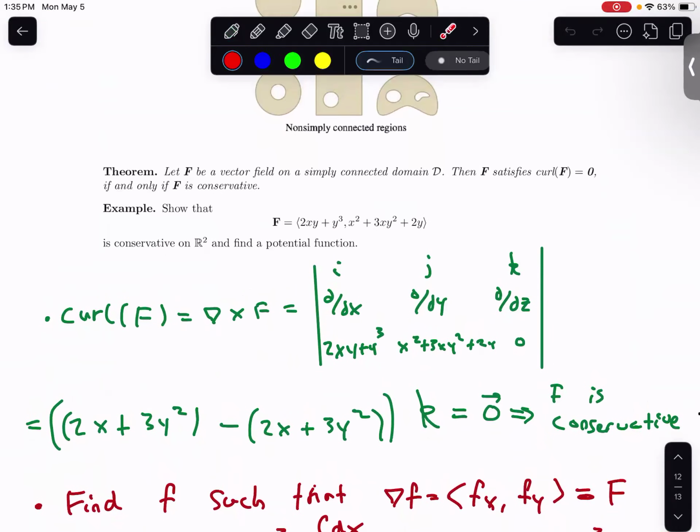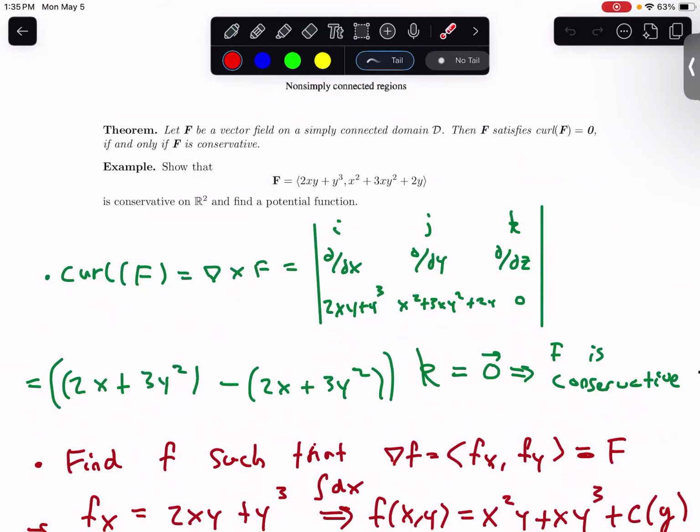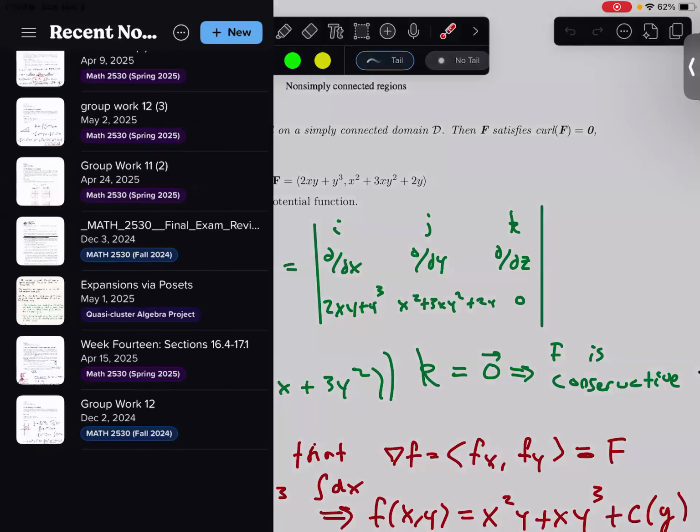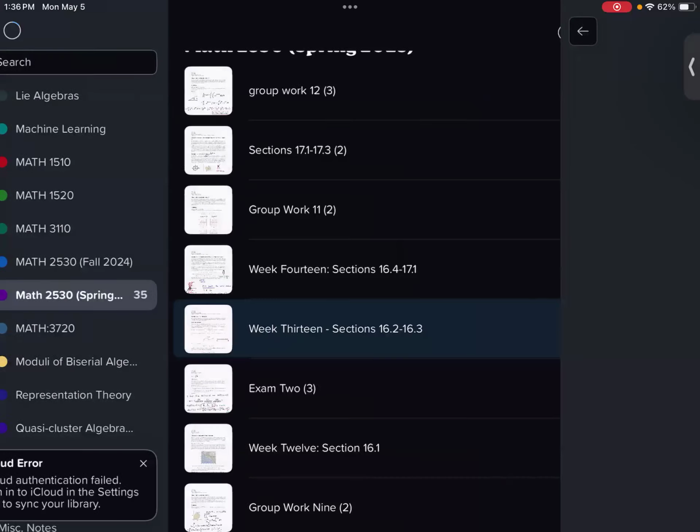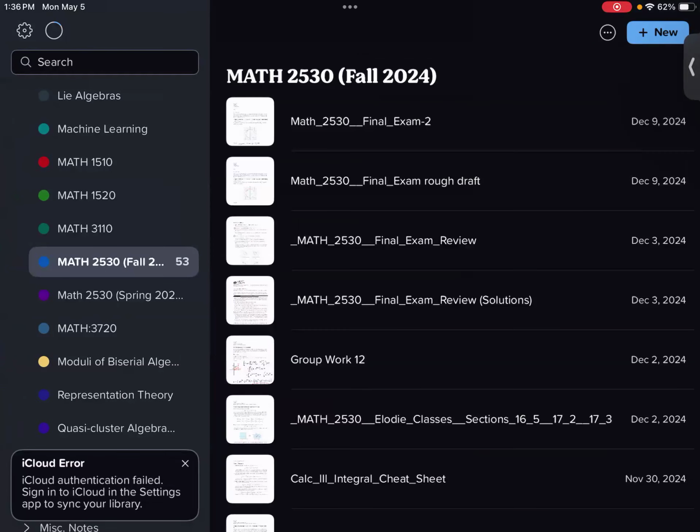So if F is a vector field on a simply closed domain, then if the curl of F is equal to 0, this happens if and only if F ends up being conservative. And the big idea is, if you do the curl of the gradient of a function, it's really just going to give you a difference of mixed partial derivatives where f_xy is equal to f_yx or something like that. So that's why it always ends up being equal to 0. So that's something we've seen already.